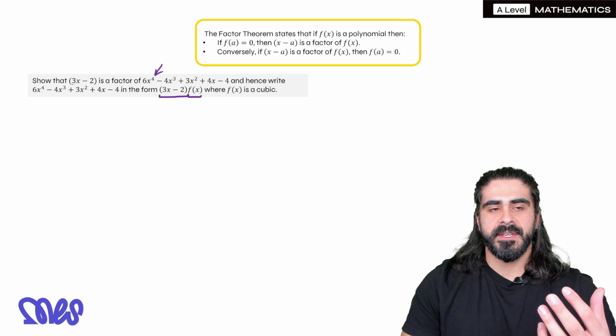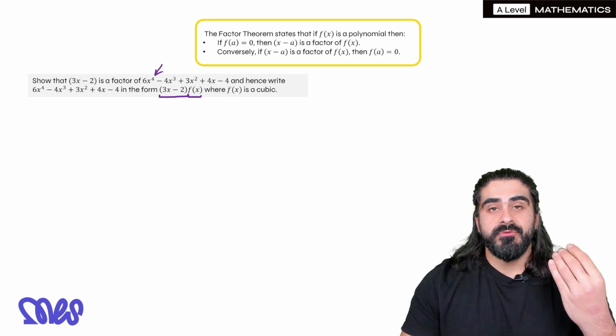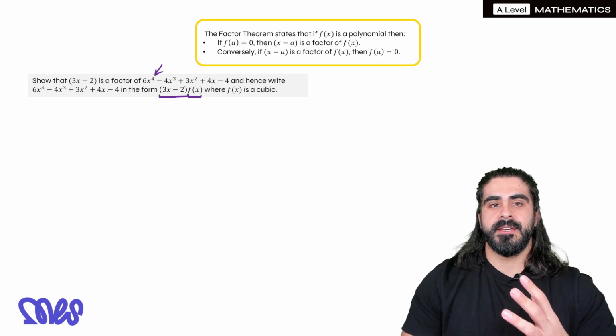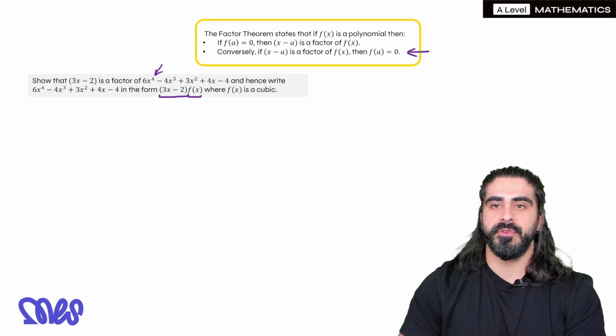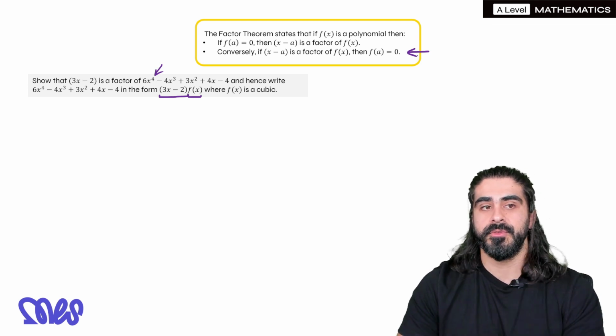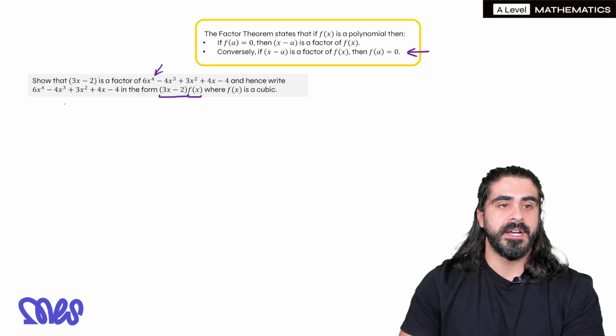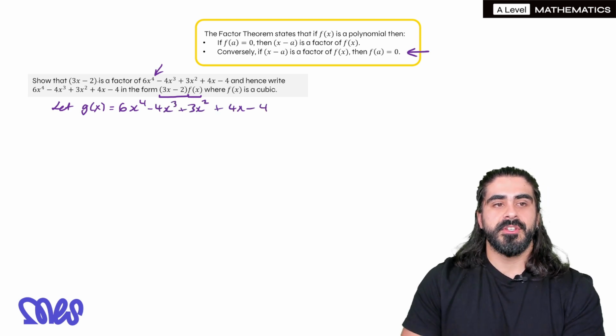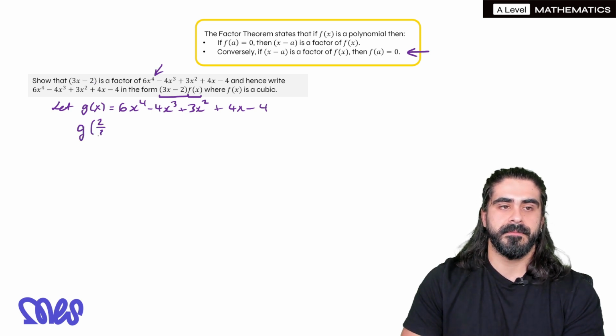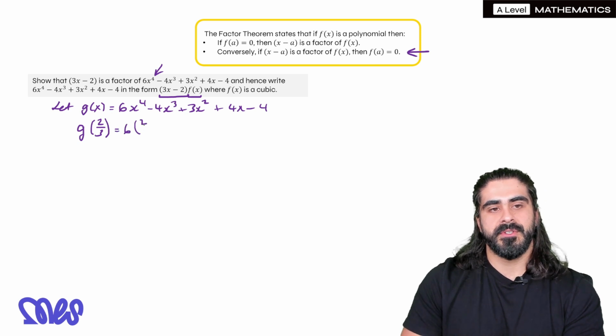Now, how do we show something is a factor? Well, we write down what the root is, we substitute that in and show that it equals 0. This is to do with the second point: if you know the factor, then you know the root, and the root would make it equal 0. So the first thing I'm going to do is let g(x) equal the quartic. It just makes subbing in numbers and the notation much easier to do. Now, if 3x − 2 is a factor, then the root would be 2/3. So you'd have 6 × (2/3)⁴ − 4.